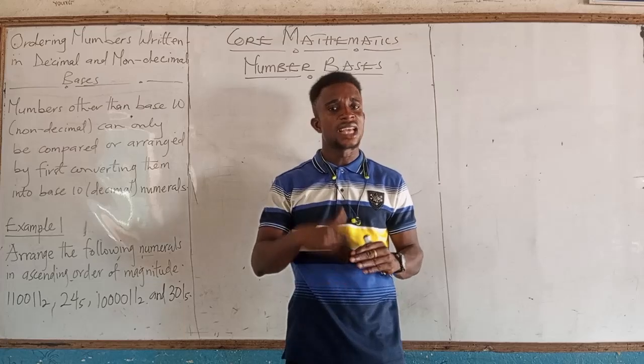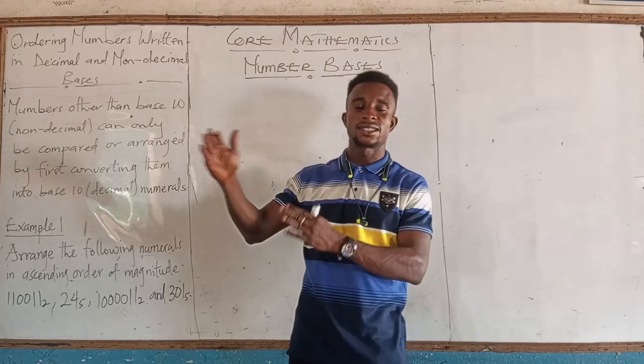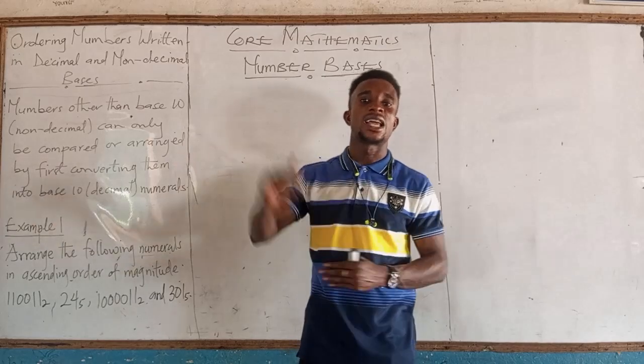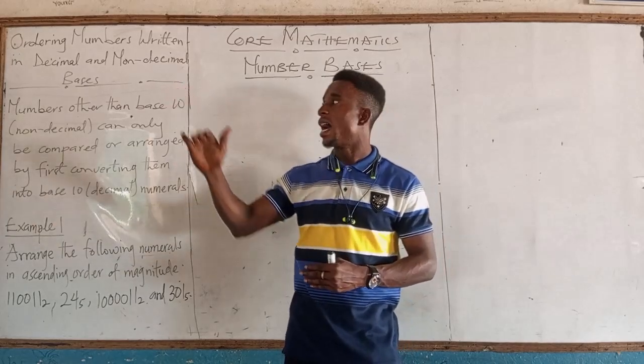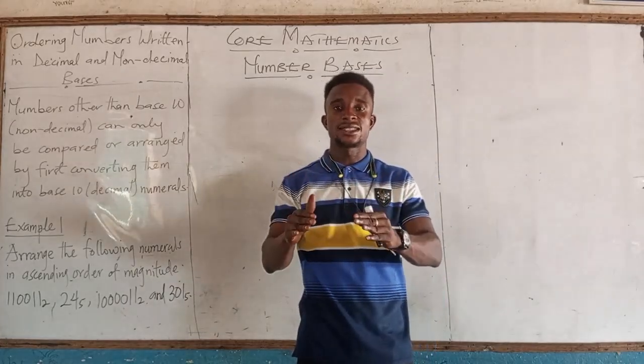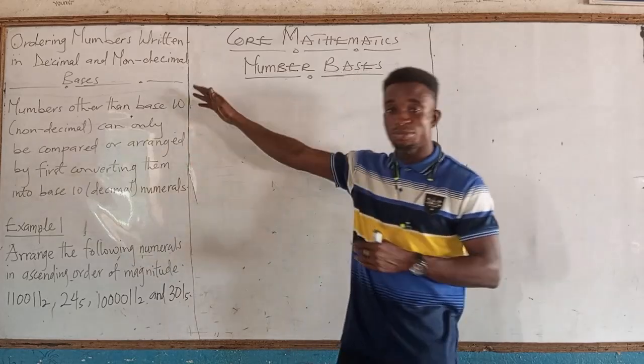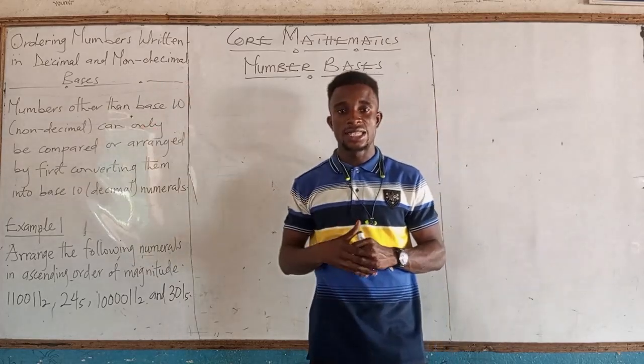When we say ascending, ascending means from the smallest to the biggest, or from the least to the highest. Please, are we getting that? And also, descending order means from the biggest to the smallest, or from the highest to the least. Please, are we getting that?